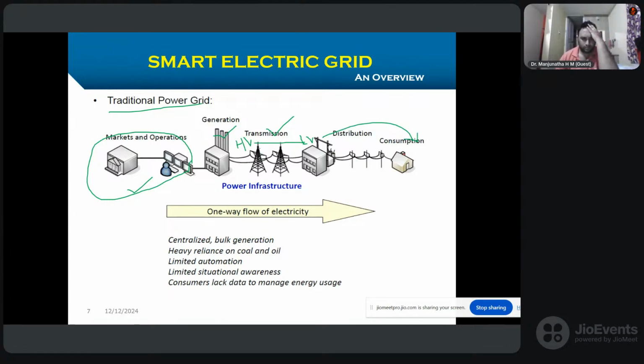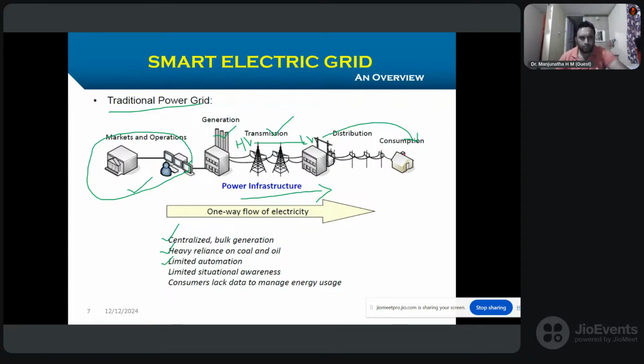As I mentioned earlier, we have unidirectional power flow, from the high voltage end to the low voltage end, a one-way flow of electricity. We have centralized bulk generation, and the traditional systems rely heavily on coal and oil, with limited automation. Please understand, we may get a doubt: why do we have relays and circuit breakers that work? Yes, they are working and they will work, but the automation is limited. I'm not saying that we do not have automation in the existing system, but that automation is limited.